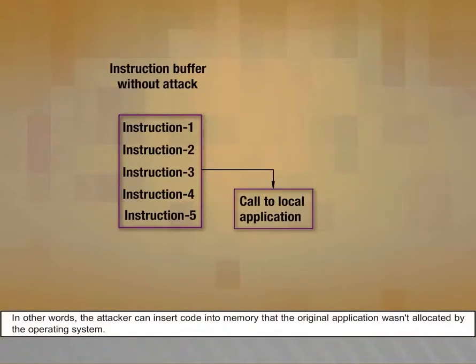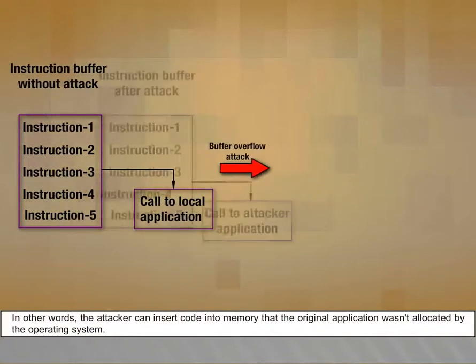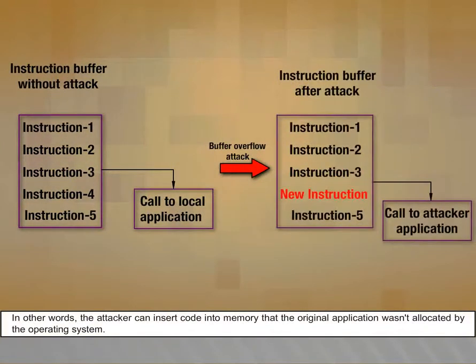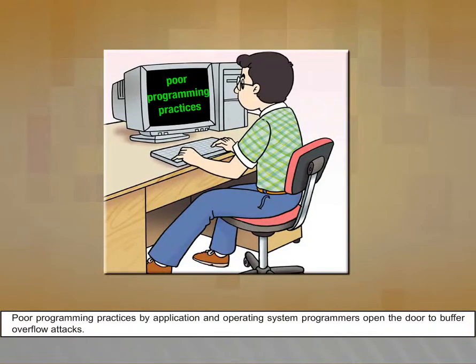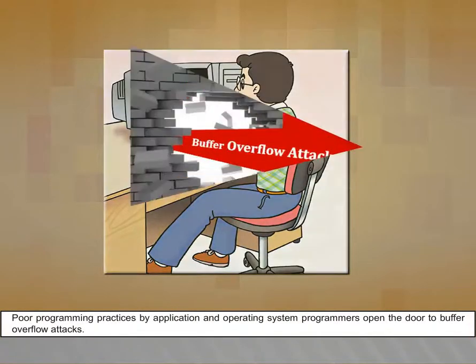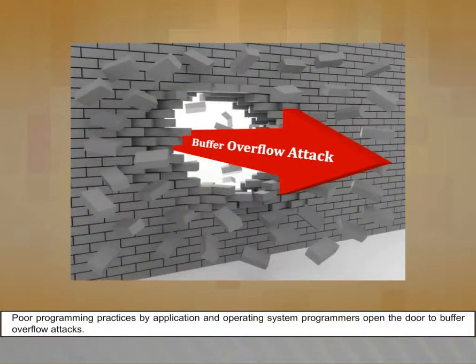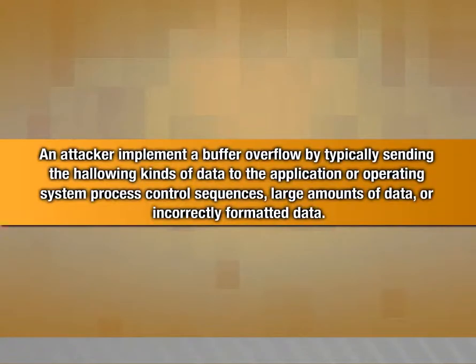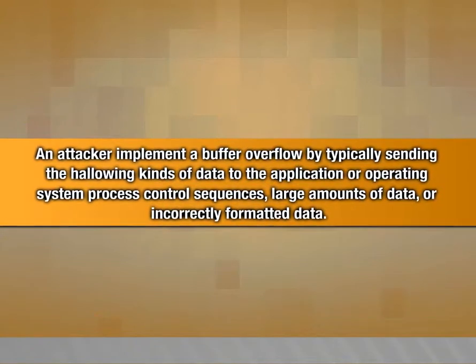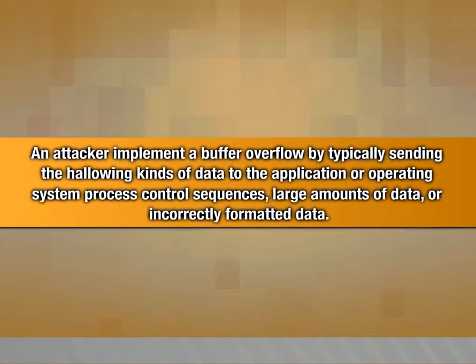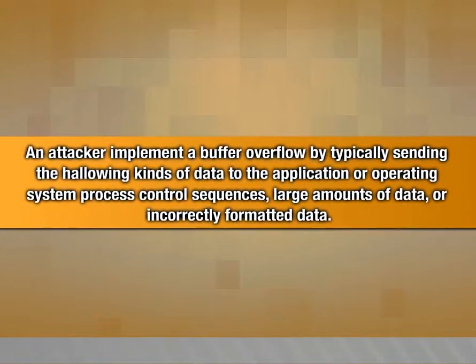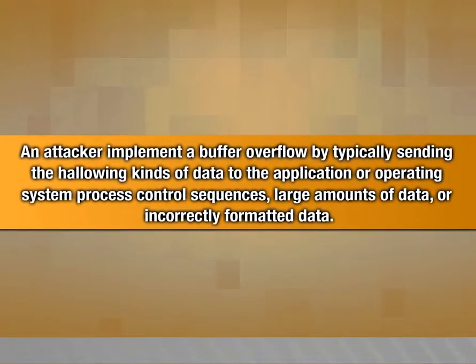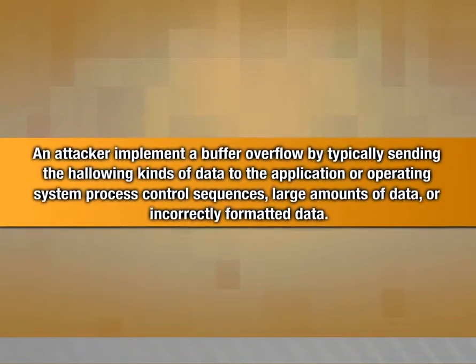In other words, the attacker can insert code into memory that the original application was not allocated by the operating system. Poor programming practices by application and operating system programmers open the door to buffer overflow attacks. An attacker implements a buffer overflow by typically sending the following kinds of data to the application or operating system process: control sequences, large amounts of data, or incorrectly formatted data.